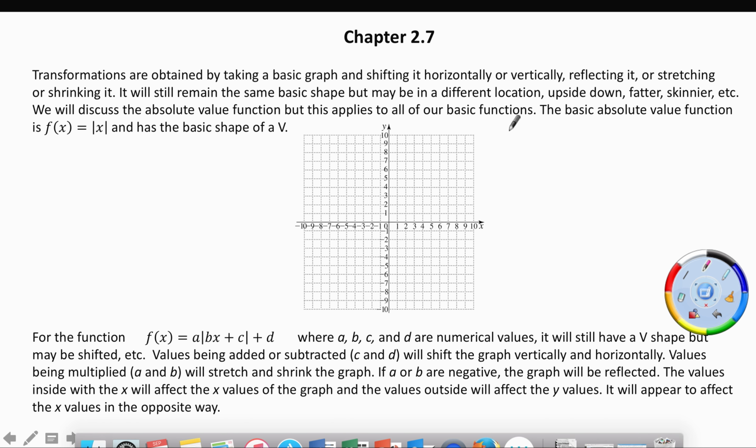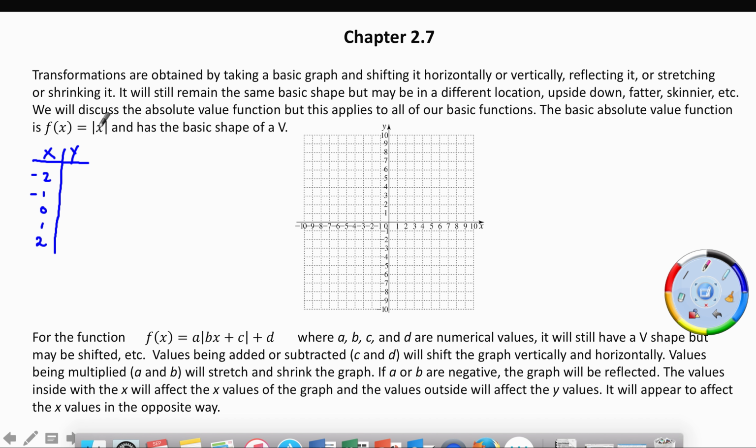Okay, we know that the absolute value function, f of x equals absolute value of x, has the basic shape of a V. So if I'm just trying to get my basic points, what I'm always going to do is just think about plotting maybe the points -2 through 2. And again, I'm just plugging into this basic function.